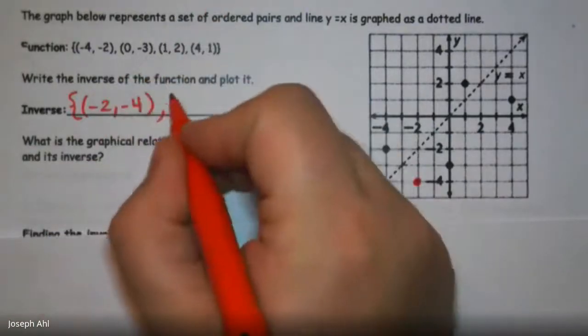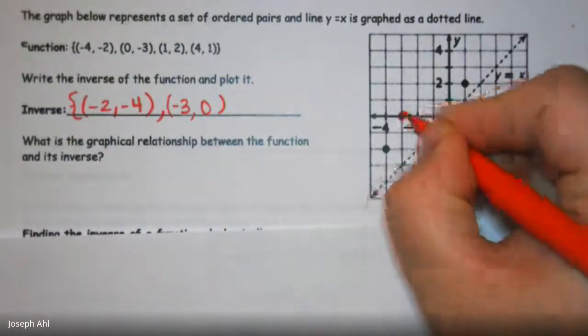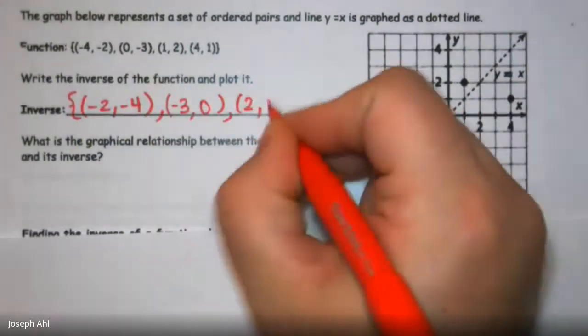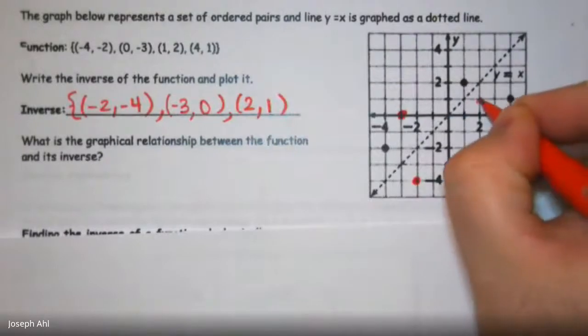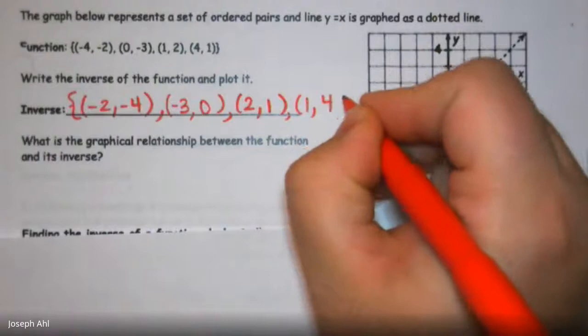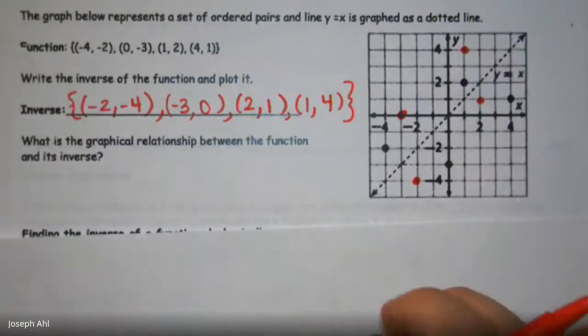0, -3 is going to correspond with -3, 0 for the inverse. So that's right there. Then we're going to have 2, 1. And then finally, 1, 4 would be the last point that determines the inverse of this function up here. So 1, 4 is right there.